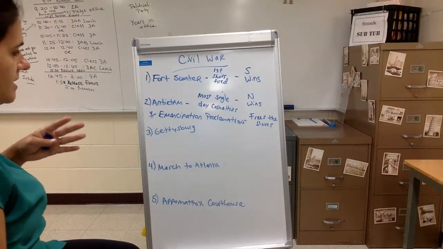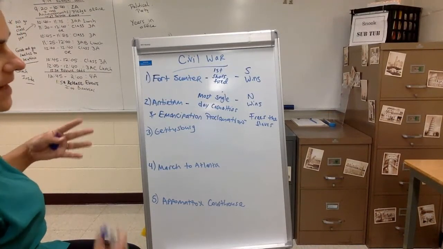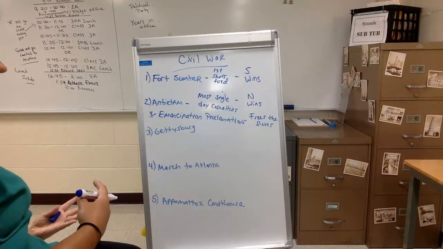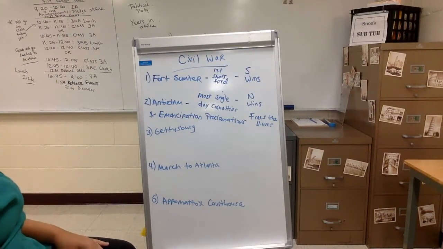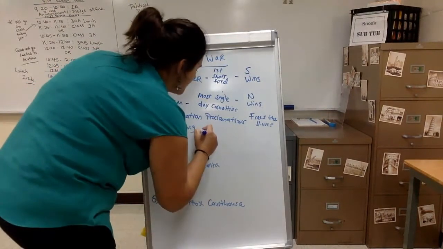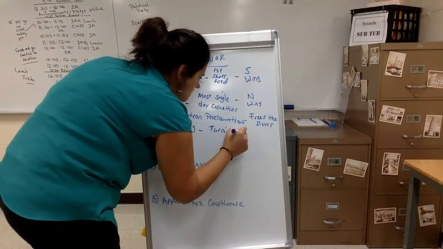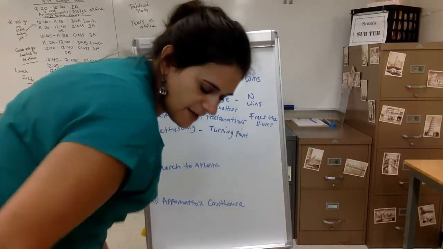Now, as the war continues, we see a switching of power. General Grant has some victories at Vicksburg. He becomes in charge of the Union, and we're starting to see the tide of the war change, which gets us to Gettysburg. Gettysburg is the turning point of the war, kind of like your climax if you're thinking about it in English class.